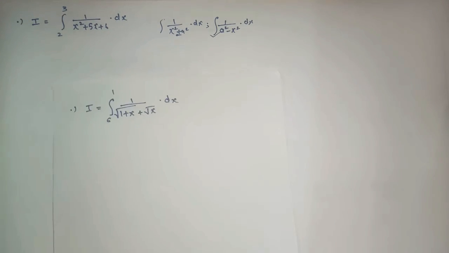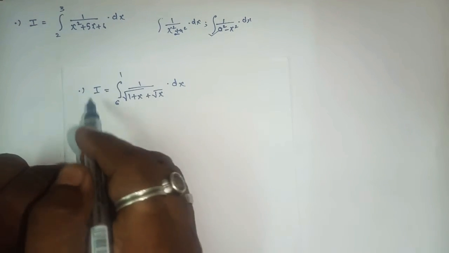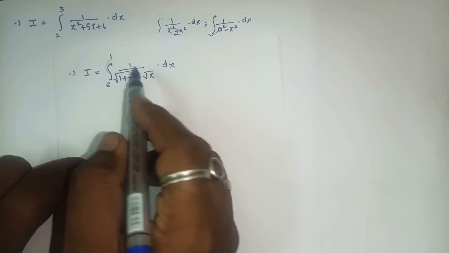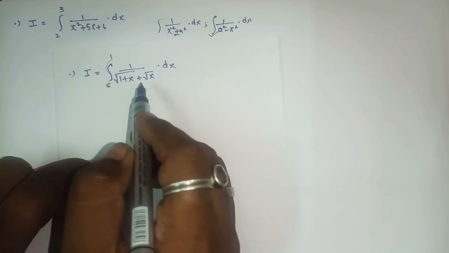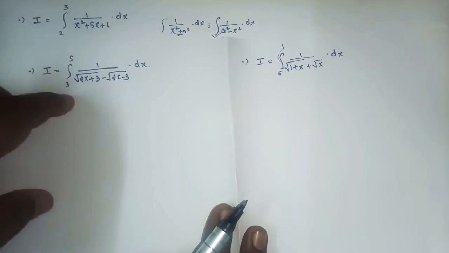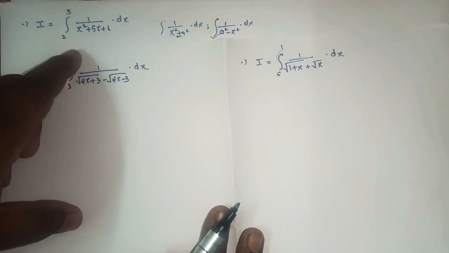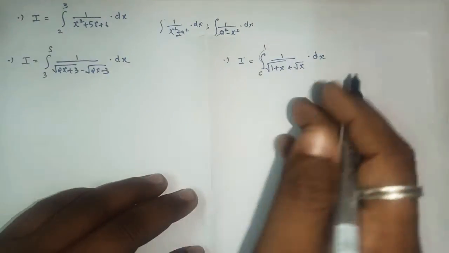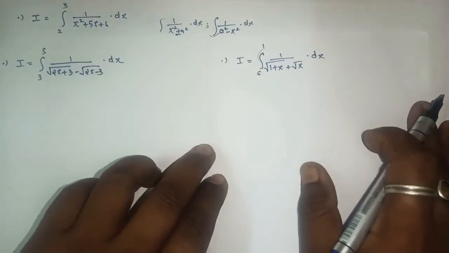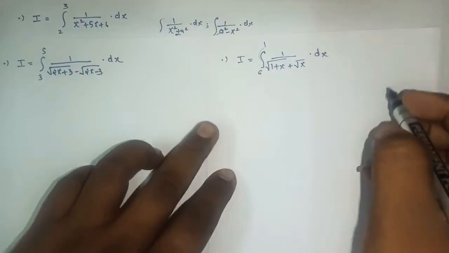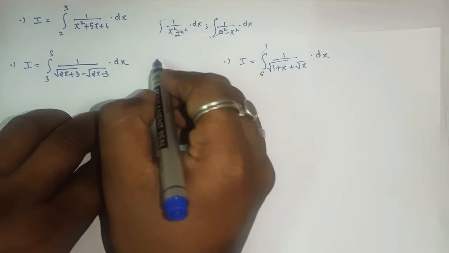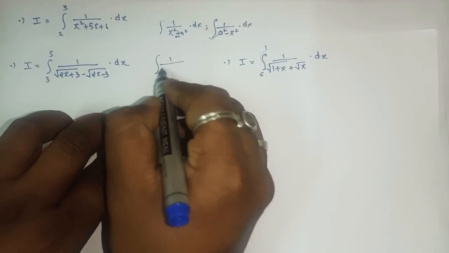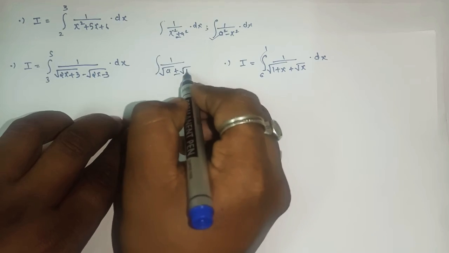Okay, so here we have one more sum, that is I equals integral 0 to 1 of 1 upon root 1 plus x plus root x. And on this side I have one more sum, integral 3 to 5 of 1 upon root 2x plus 3 minus root 2x minus 3 into dx. So whenever you come across a sum like this, you have 1 upon root a plus or minus root b.